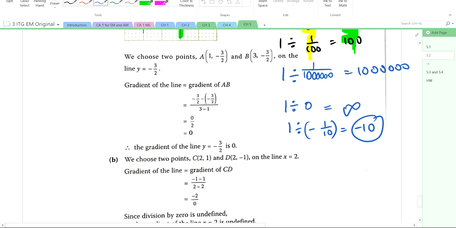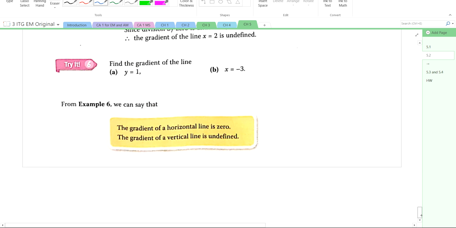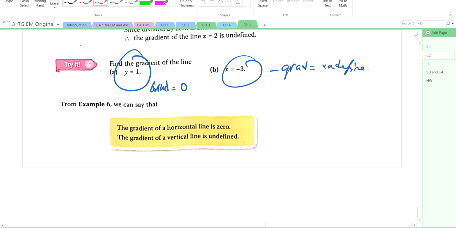Okay, I need to move on already. This one, no need calculation. Tell me what's the gradient. Okay, this one? Undefined. Okay, that's all for gradient of a straight line.